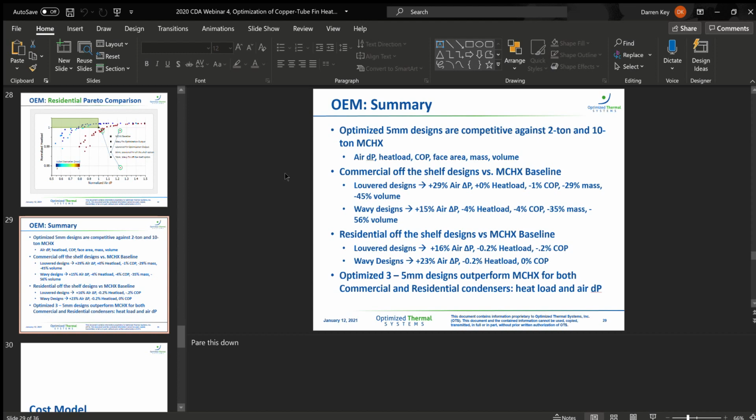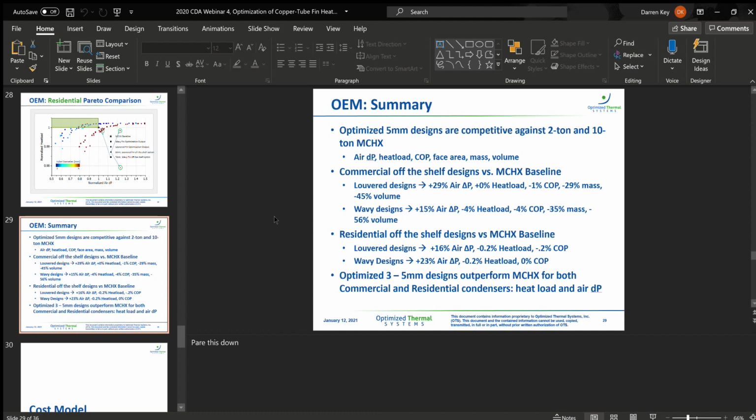So takeaways here are that an optimized 5mm design can be competitive against a 2-ton and 10-ton microchannel heat exchanger. So that's in terms of airside pressure drop, heat load, coefficient of performance, face area, mass, volume, taking all these things into consideration. Still possible to come up with a 5mm design that competes with the microchannel heat exchanger.